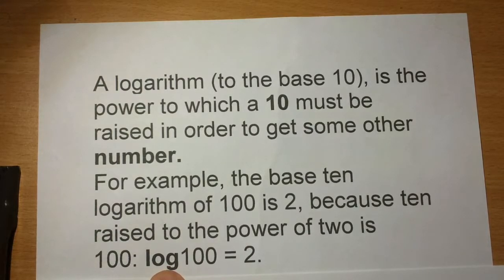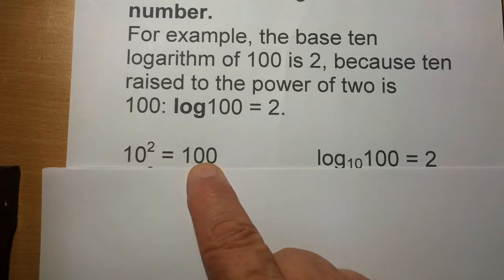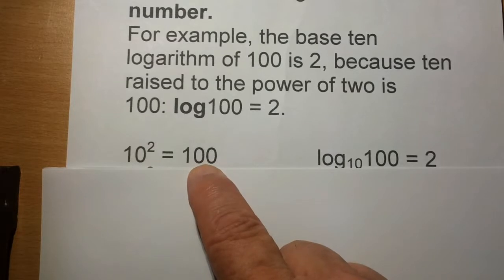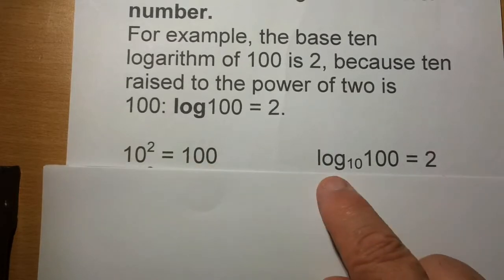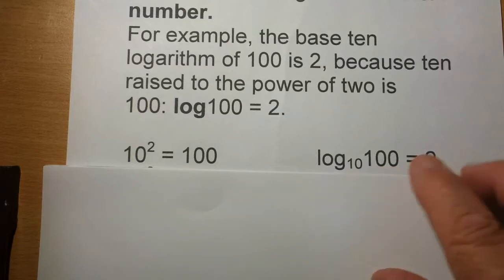This is how we would write it: log 100 is equal to 2. That's to the base 10. We won't worry about logs which are not to the base 10. 10 to the power of 2 is 100, so 2 is the log of 100. We say log 100 is equal to 2.